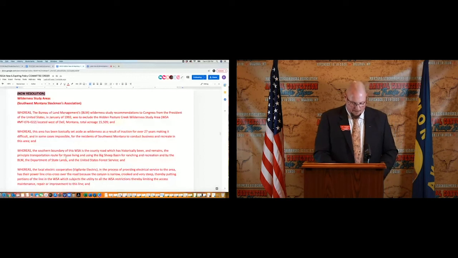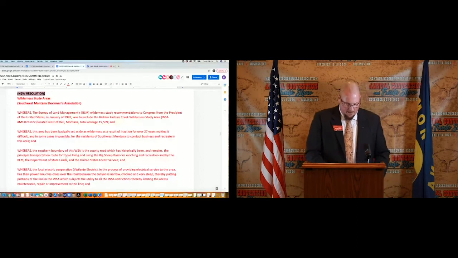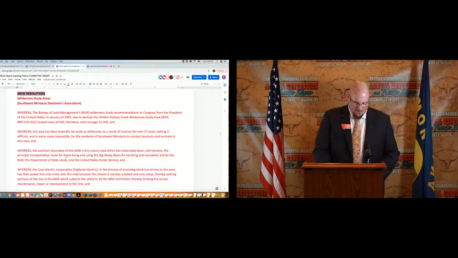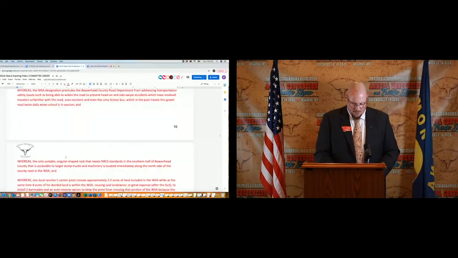improvement to this line. And whereas the WSA designation precludes the Beaverhead County Road Department from addressing transportation safety issues, such as being able to widen the road to prevent head-on and sideswipe accidents, which have involved travelers unfamiliar with the road, area ranchers, and even the Lima school bus, which in the past travels a gravel road twice daily when school is in session. And whereas the only suitable angular-shaped rock that meets NRCS standards in the southern half of Beaverhead County that is accessible to larger dump trucks and machinery is located immediately along the north side of this county road, the WSA.